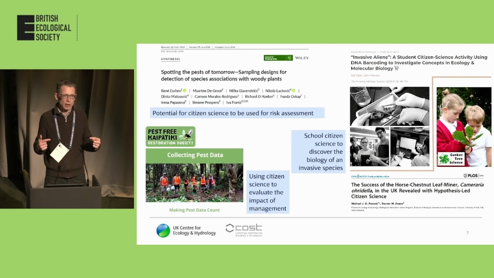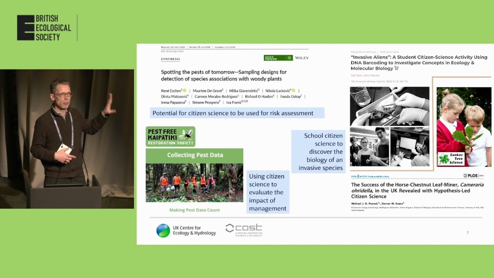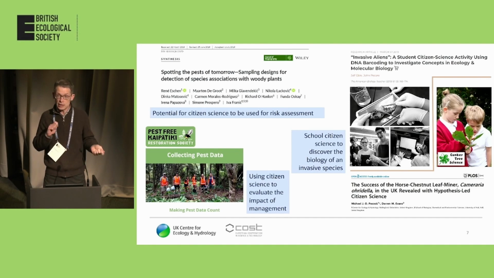Actually, how can we harness them and give them positive feedback, hopefully, in terms of them also monitoring the impacts of their management, and potentially even doing something experimental, exploring the different types of management and how effective they are in different contexts.